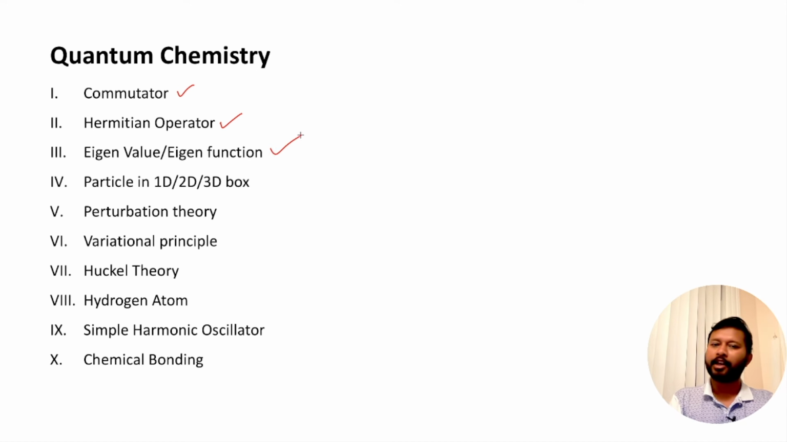Eigenvalue, eigenfunction related things, particle in 1D, 2D and 3D box. At least you can do these four, and these four can easily fetch you two questions. At least two questions you can expect from these four. Then go a little higher topics like perturbation theory, variational principle.